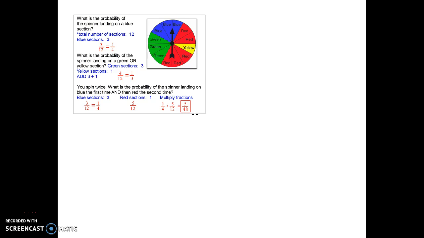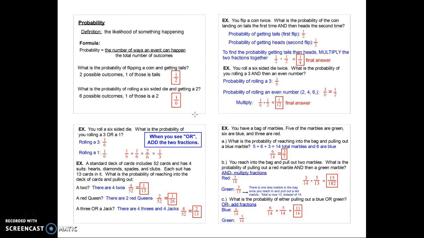That's it for probability. So it's concept number 10, which is probability, the last one for quarter 4.